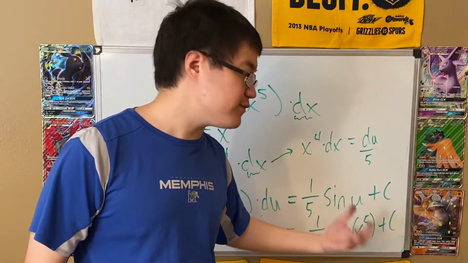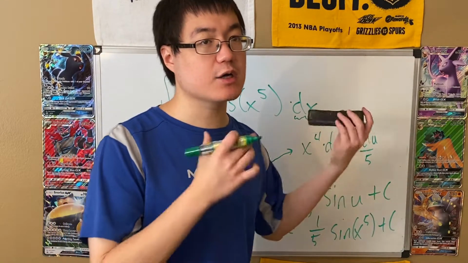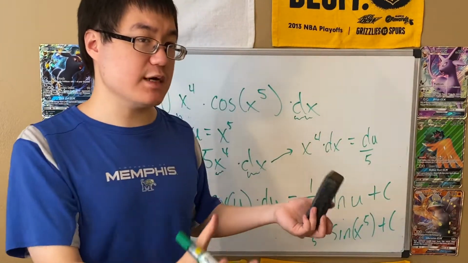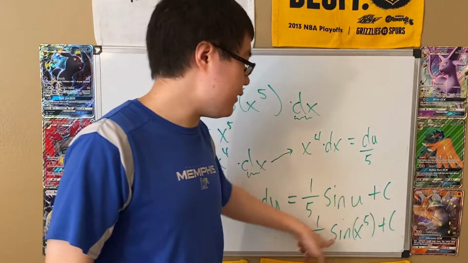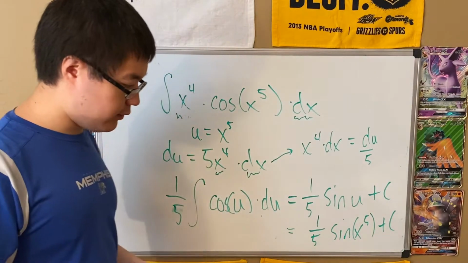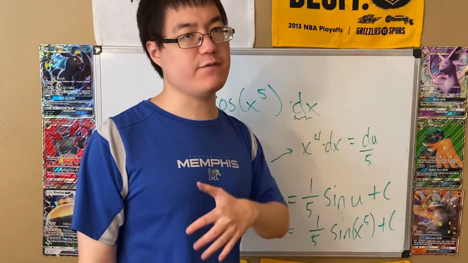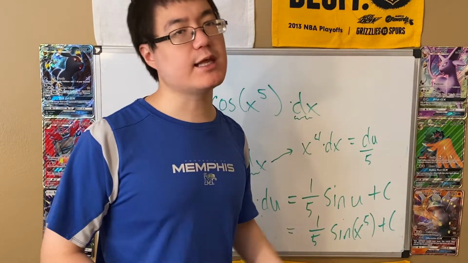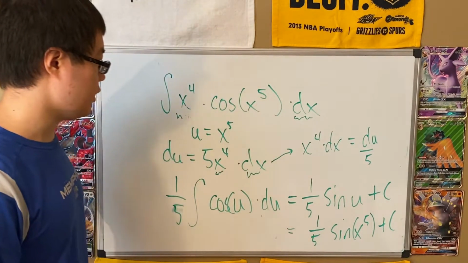So what's the derivative of sine x to the 5th? That's going to be cosine x to the 5th times 5x to the 4th using the chain rule, and the 5 and the 5 would cancel, and we would be left with this. So again, anytime you have an integral, you can try to check yourself to see if you have the correct answer, because it's nice to have the correct answer every once in a while.